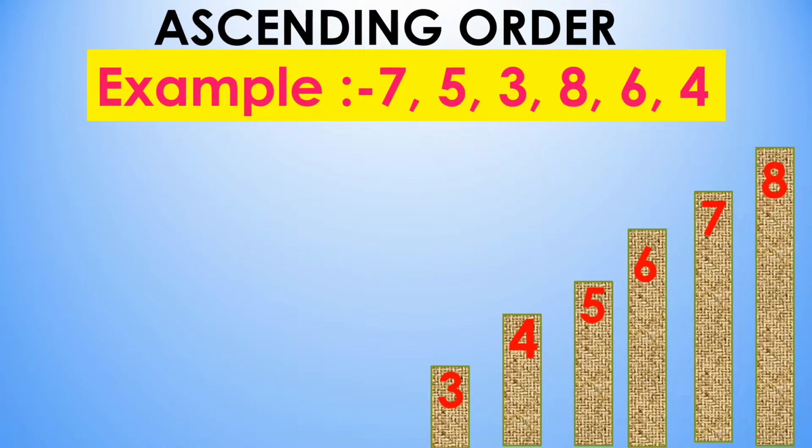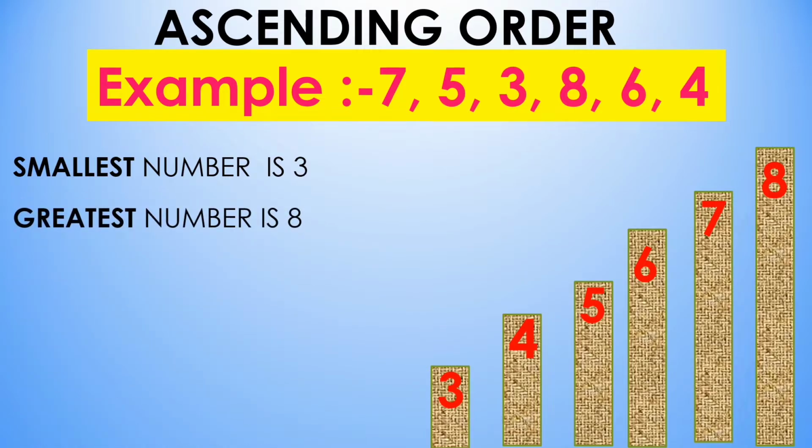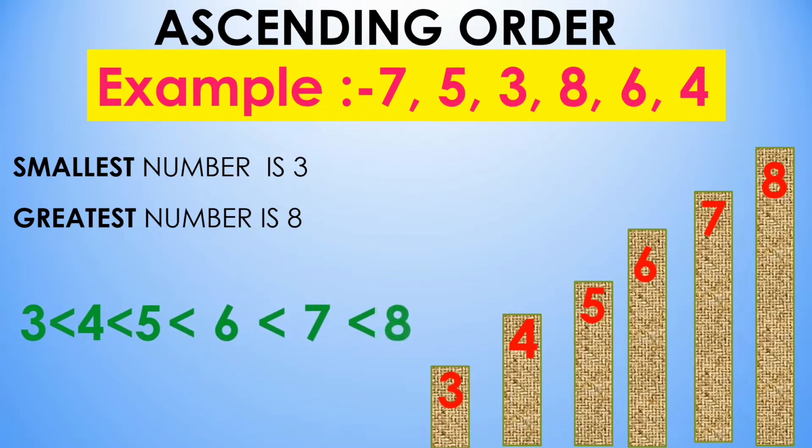All these numbers are in increasing order. Means first we arrange smallest number and going upward with a greatest number. In this smallest number is 3 and the greatest number is 8. While writing the number in ascending order, we have to put the less than sign between the two digits. 3 less than 4, 4 less than 5, 5 less than 6, 6 less than 7, 7 less than 8.